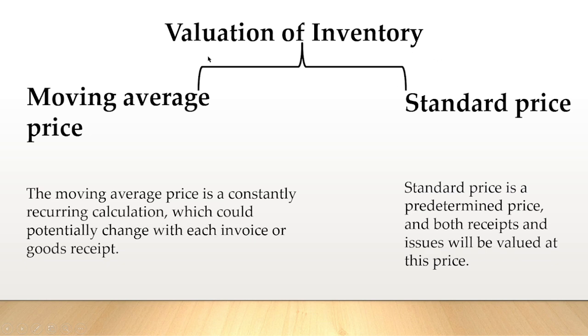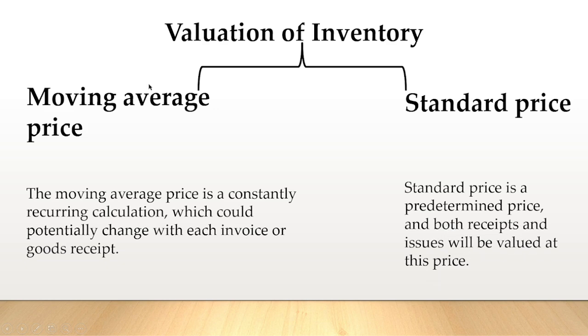Valuation of inventory. For valuation of inventory, we have two methods: moving average price and standard price. What is moving average price? The moving average price is a constantly recurring calculation which could potentially change with each invoice or goods receipt. Then what is standard price? Standard price is a predetermined price, and both receipts and issues will be valued at this price.